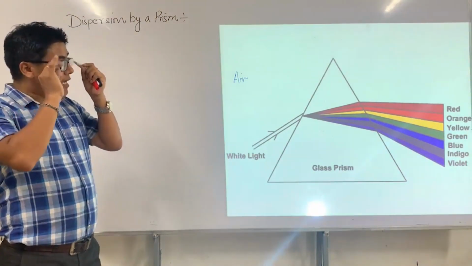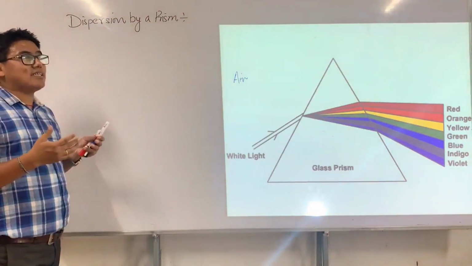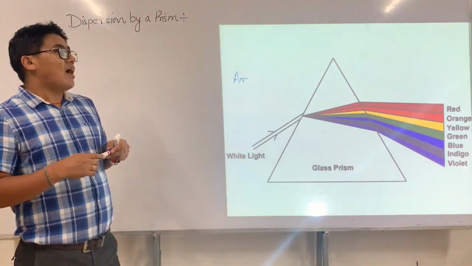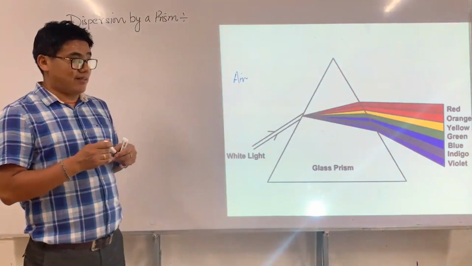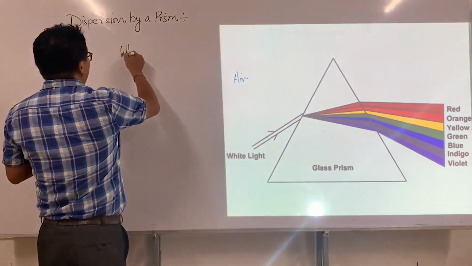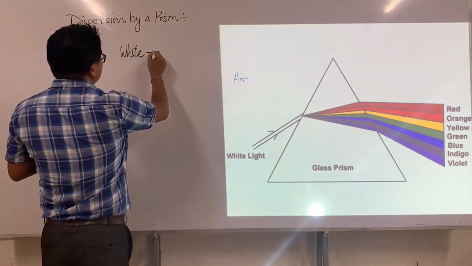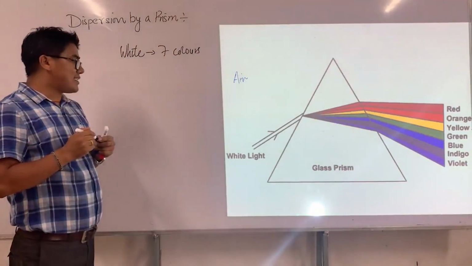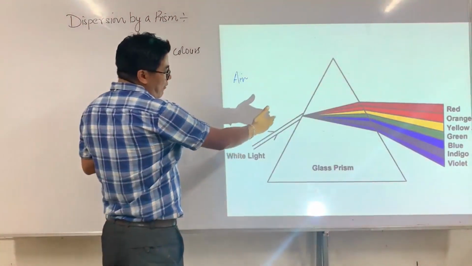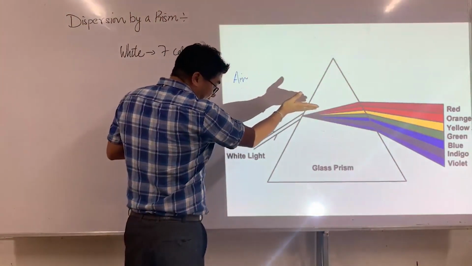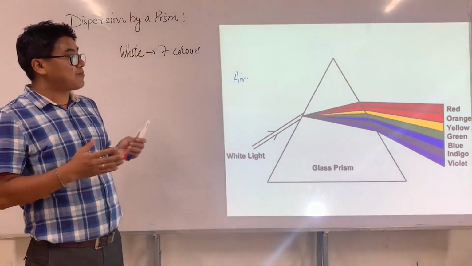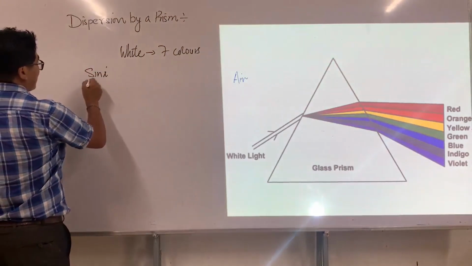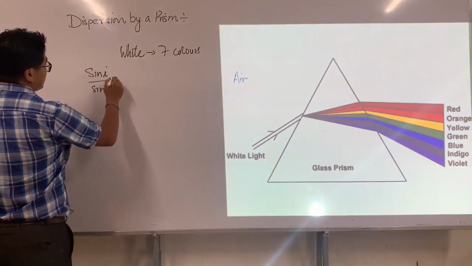When I say light, I mean white light, or visible light. And we see that white light consists of 7 colors. So if I take a beam of white light, and it falls and refracts into a glass prism, now look here, this is what I would like to tell you. Again, I will bring Snell's law.